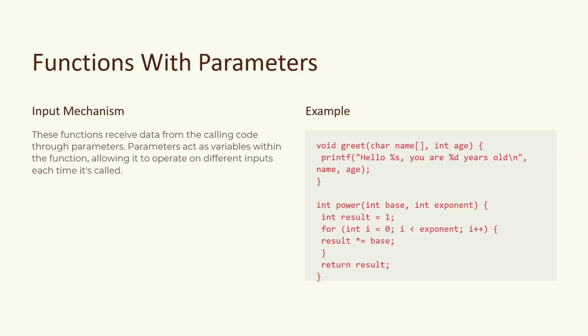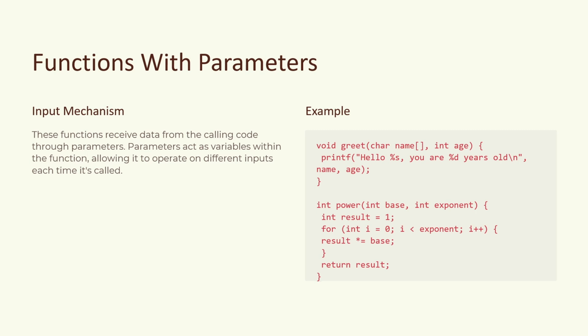Functions with parameters receive data from the calling program. These parameters behave like local variables inside the function. Here we have given an example, greet, that is going to take two parameters, name and age. So this function receives a name and age, which makes it flexible for different users, and prints a message hello.